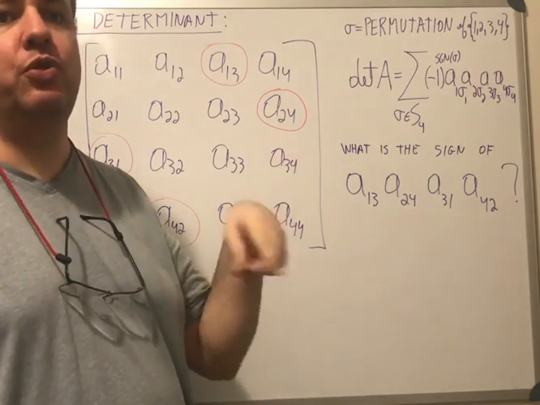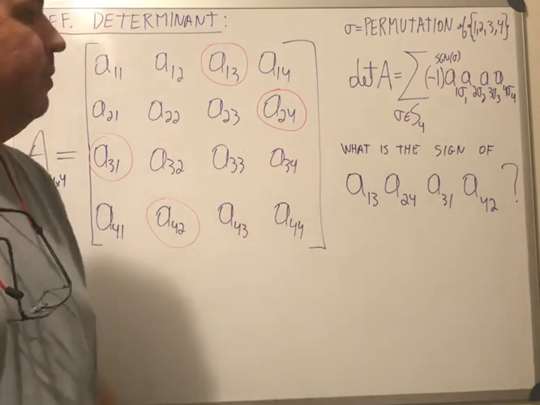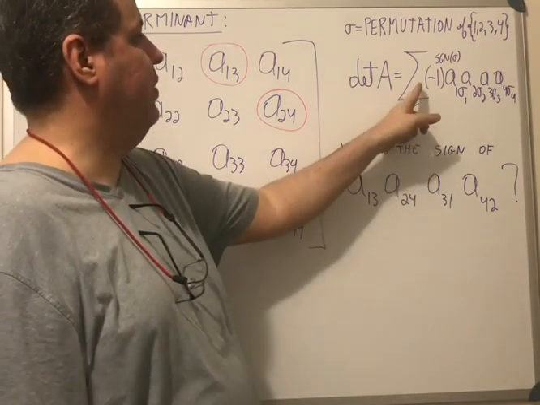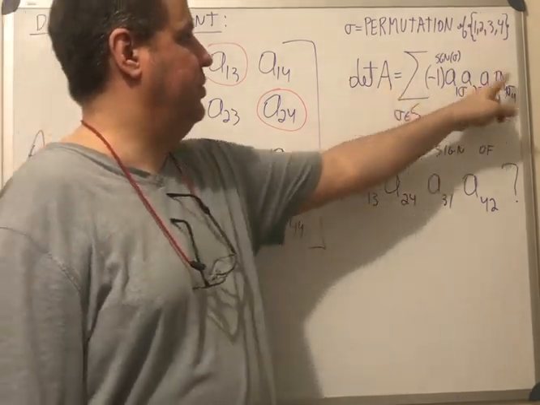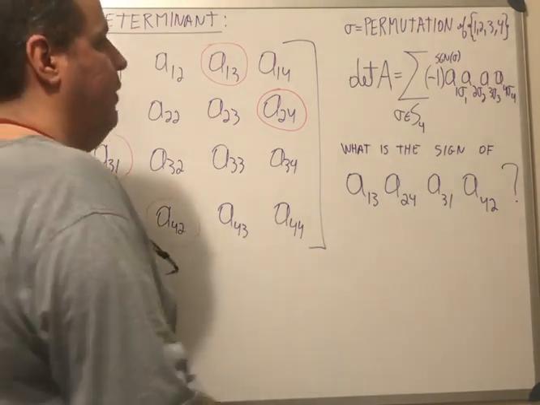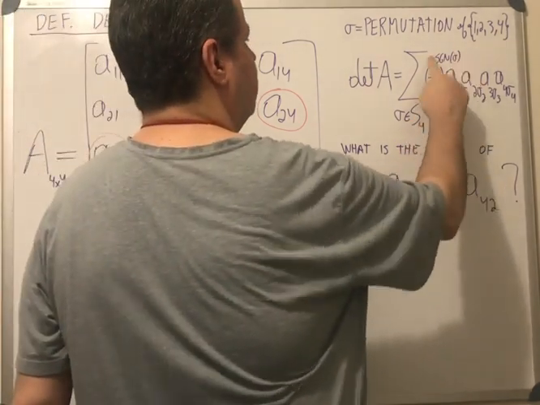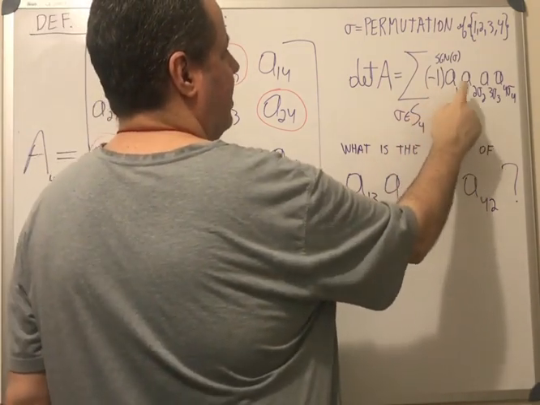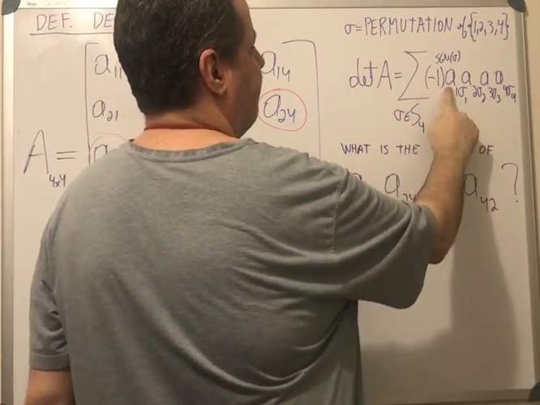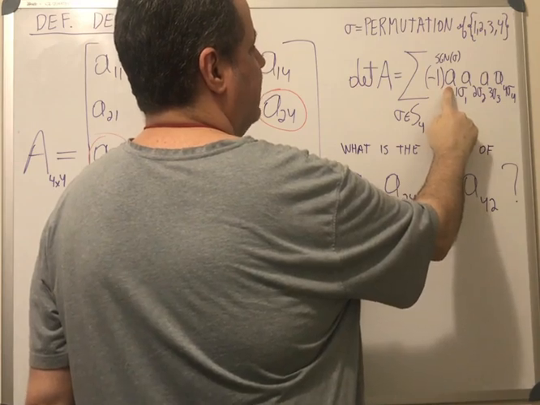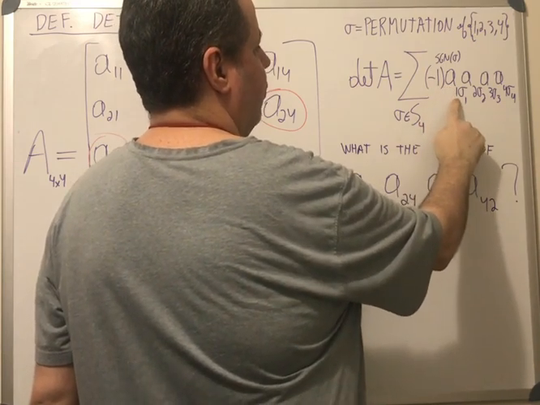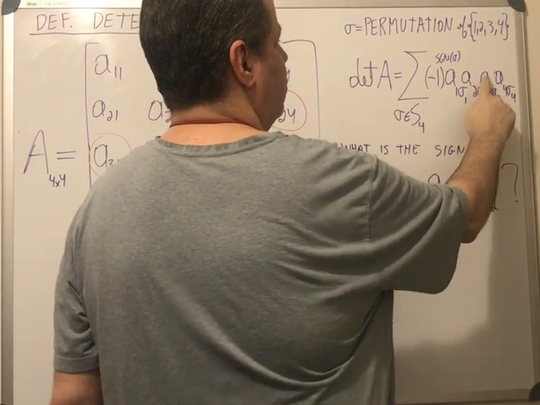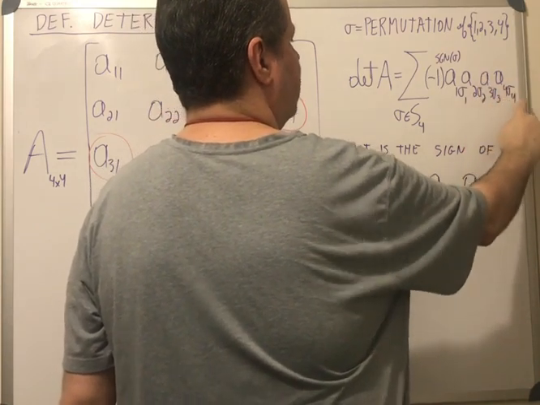1 times 2 times 3 times 4, it equals 24, so I will have 24 terms, and for each term I will have to somehow, through this process here, find if this sign is positive or negative, and multiply this sign by A1 sigma 1, A2 sigma 2, A3 sigma 3, A4 sigma 4.